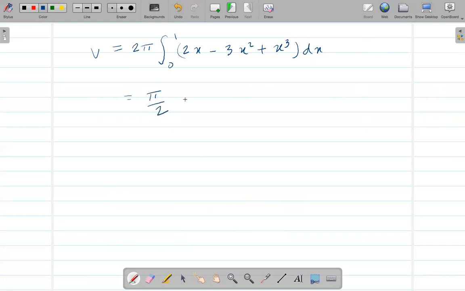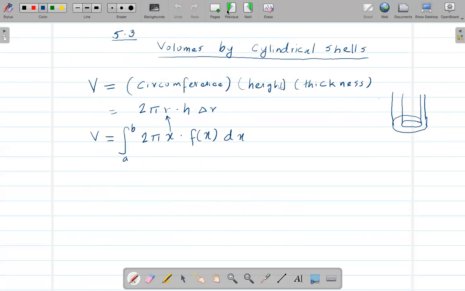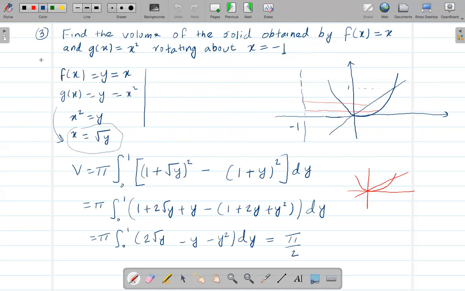Here the answer is pi over 2. But make sure that when you find the volume of a cylindrical shell, especially when I specify cylindrical shell, this is the formula, the concept you need to use. And if I say just find the volume, then it's similar to 5.2. From 5.2 I did 5 examples: in the previous video I did 2, and in this one I did 3.